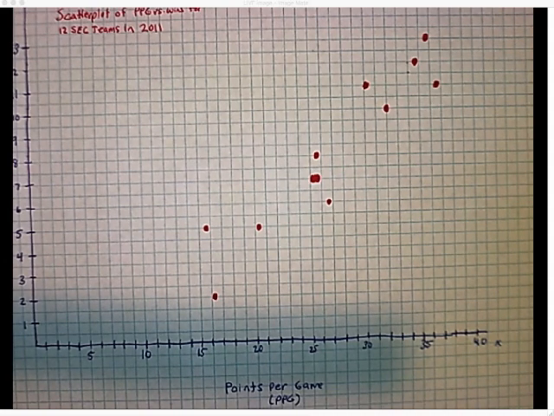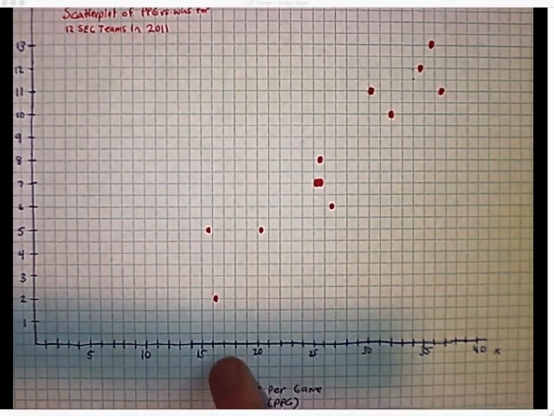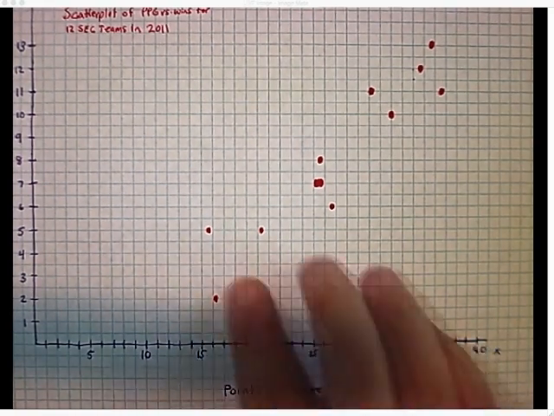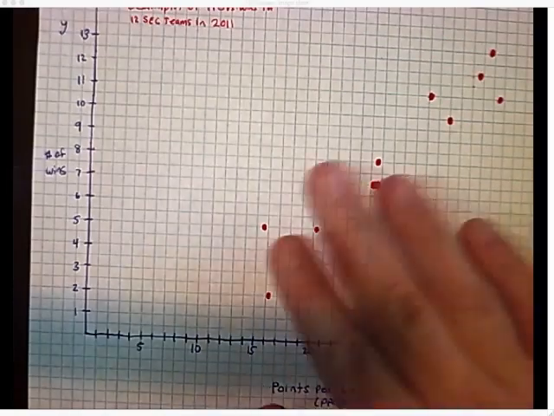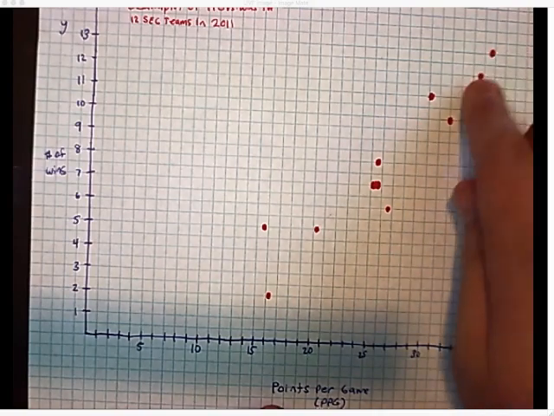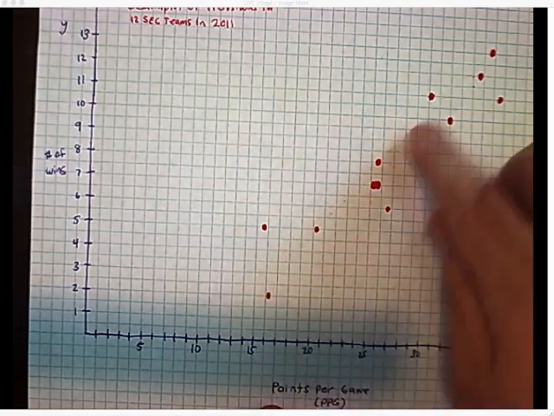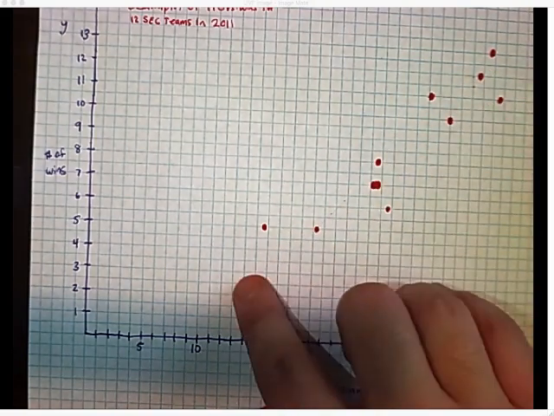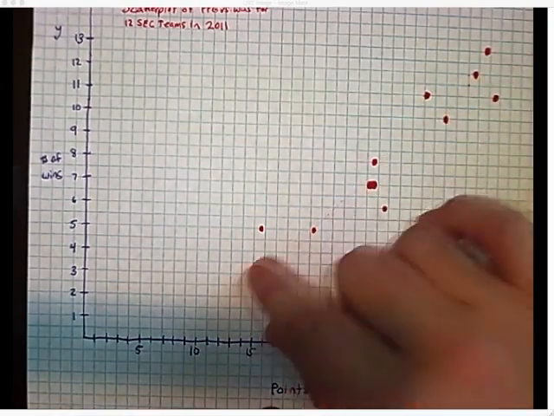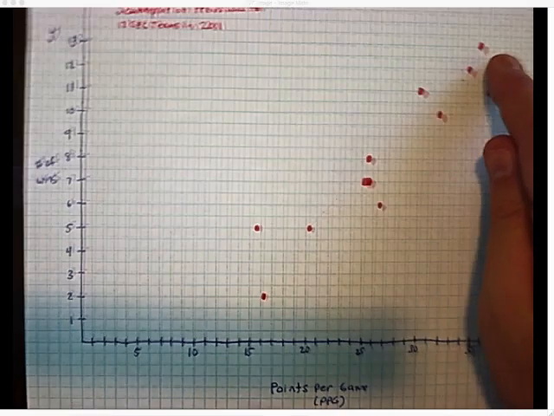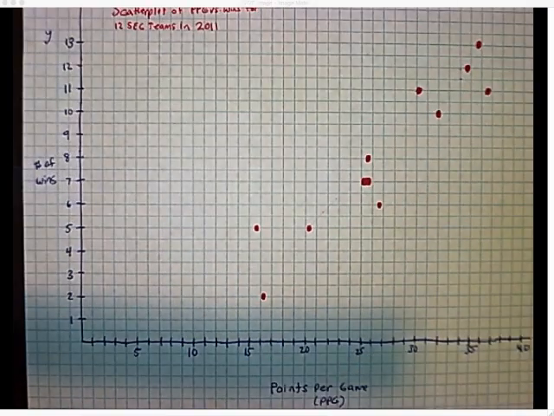All right. So do you see a general trend? What do you notice? As the number of points per game increases, as teams score more points, what generally happens to the number of wins they have? If I were to put a line in between all these points, somewhere in between, it looks like the line's going up. There's a positive correlation, okay? There's a positive association between the number of points a team scores and how many wins they have.